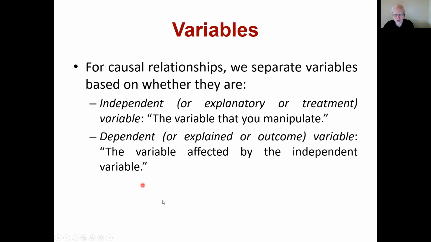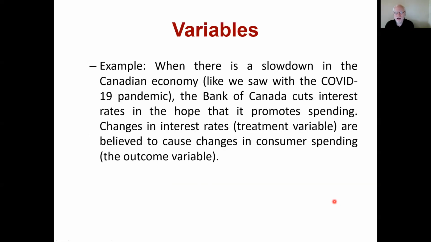So the independent variable causes the dependent variable. The value or the level of the independent variable causes the level of the dependent variable. For example, when there's a slowdown in the Canadian economy, like we saw with the COVID-19 pandemic, the Bank of Canada cuts interest rates in hope that it promotes spending.